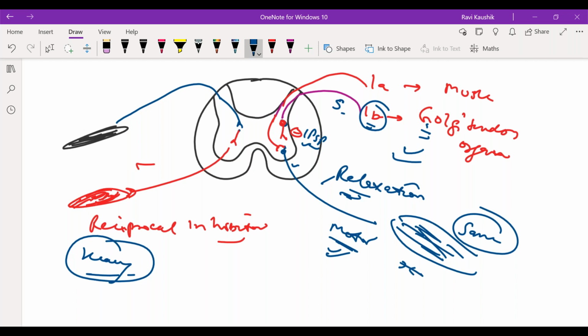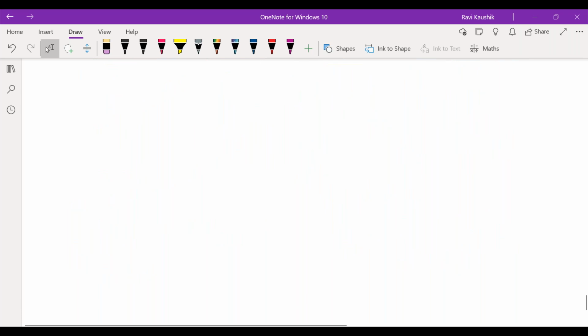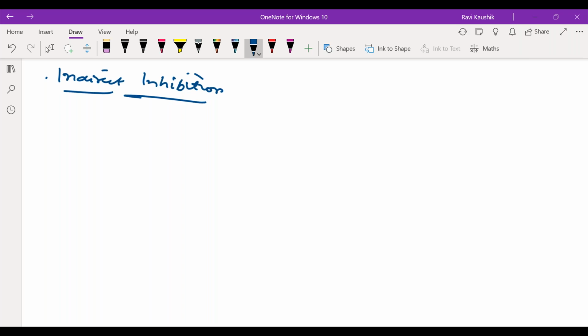Okay, now we talked of the direct inhibition. So what did we mean by direct inhibition? Direct inhibition is simply the postsynaptic inhibition. Another example was Golgi tendon organ inhibition. Now let us talk of the indirect inhibition. What do you mean by indirect inhibition now? See, indirect inhibition can be of many types.